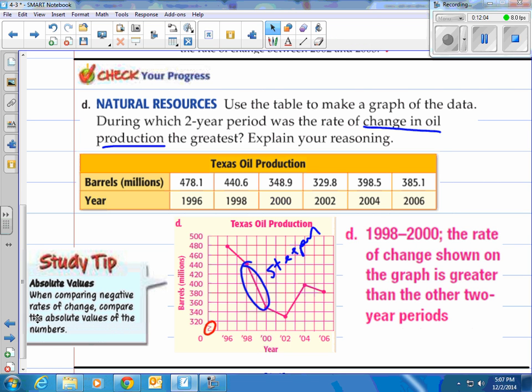Now it's going down, so the production change was negative, but it still is just the change that we're worried about. And that's what this little tip is right here. It says when comparing negative rates of change, just compare the absolute value of the numbers. Basically, subtract the big one from the small one and use that number. And this would come up with the greatest change.